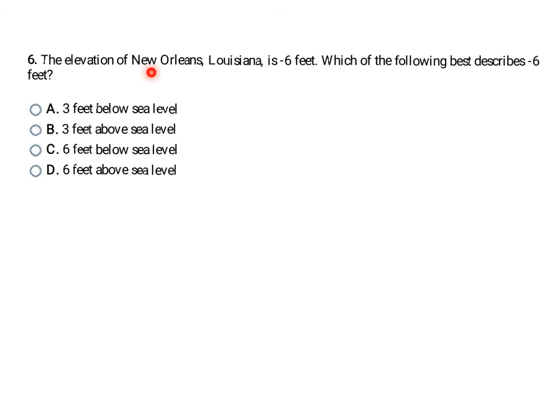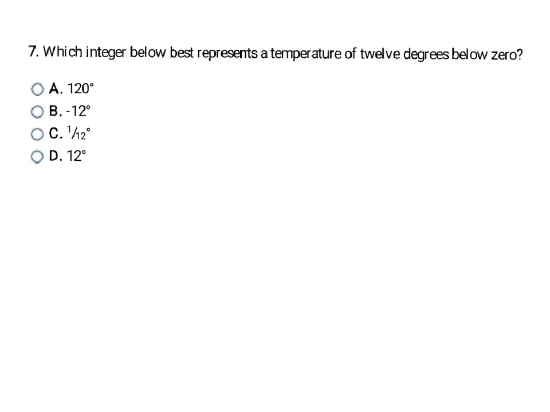The elevation of New Orleans, Louisiana is negative 6 feet. Which of the following best describes negative 6 feet? Does that mean it's 3 feet below sea level, 3 feet above sea level, 6 feet below sea level, or 6 feet above sea level? Well, if it's negative, that usually means below, and you aren't going to change the number from 6 to 3 just because you feel like it. It's going to stay a 6. You don't change numbers for no reason. So negative 6 means that it's 6 feet below sea level, which is choice C.